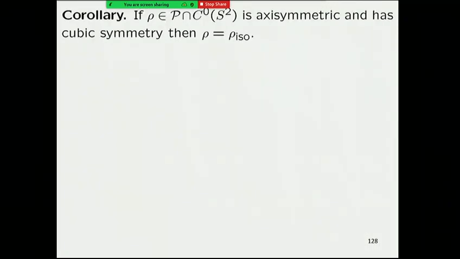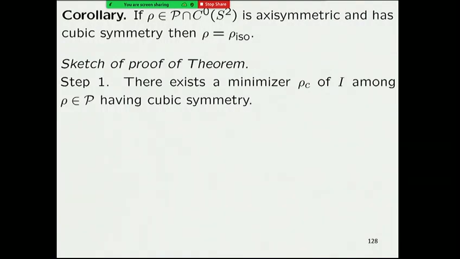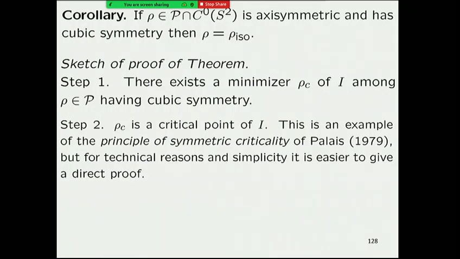Okay, so here's the proof of the theorem, or a sketch of it anyway. So there exists a minimizer among rho having cubic symmetry. Okay, that's essentially easy. I mean, the set of things having cubic symmetry is non-empty because the isotropic state has cubic symmetry, and so you just apply the direct method of the calculus of variations, and the cubic symmetry is preserved in weak convergence and so on.